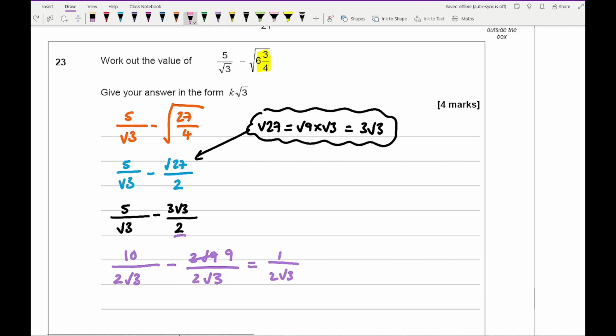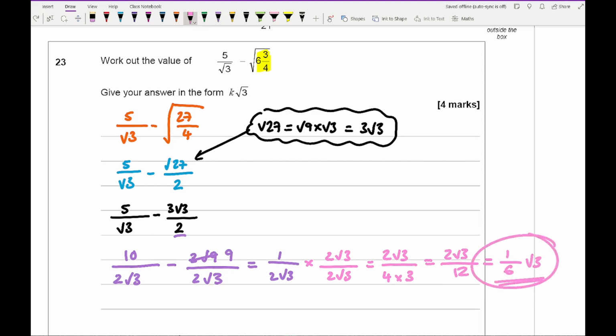And then from this, what I want to do is rationalise the denominator, which leaves me with root 3 over 2 times 2, which is 4. Root 3 times root 3 is 3. So that leaves me with root 3 over 6, which becomes 1/6 root 3. So here my k value is 1/6.